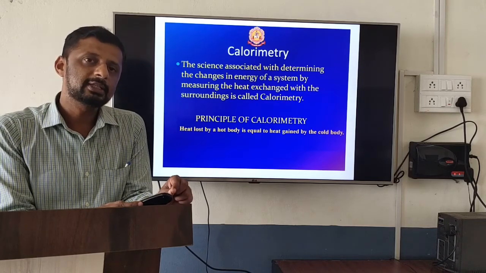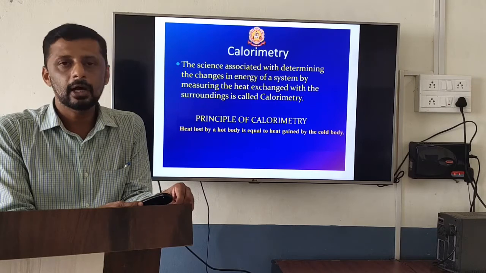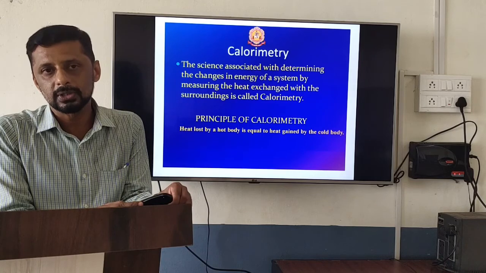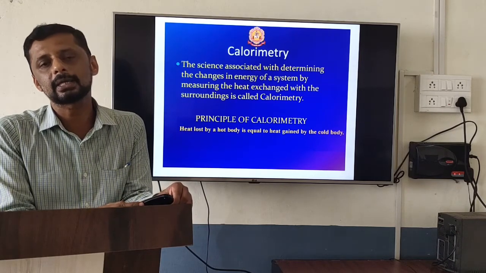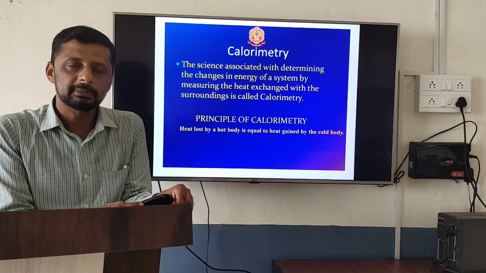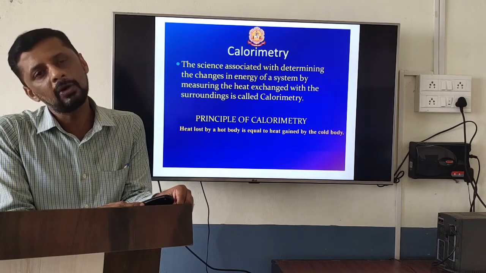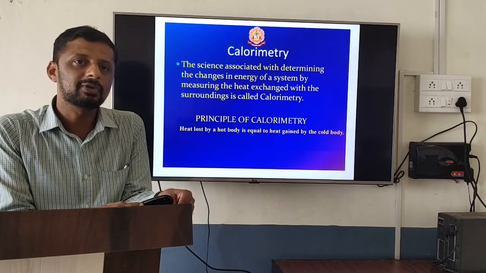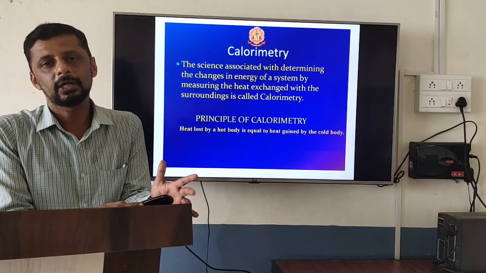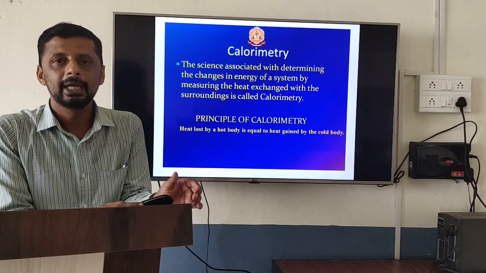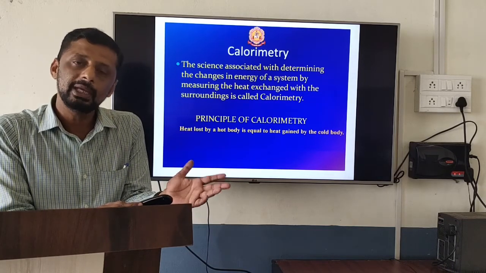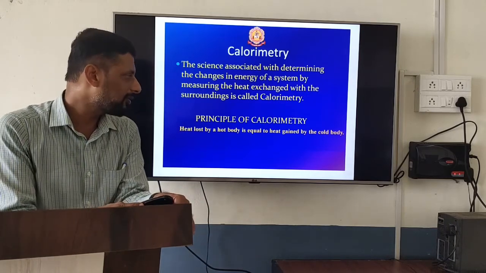So when two different substances having different temperatures are mixed together, there is a flow of heat from the hot substance to the cold substance till thermal equilibrium is reached. That is called what? Calorimetry. What about the principle of calorimetry? The heat lost by the hot substance is always equal to the heat gained by the cold substance. According to the law of conservation of energy, energy can neither be created nor destroyed, but it can be transferred from one body to another body, or from one form to another form. Here, whatever heat is lost by the hot substance, an equal amount of heat will be gained by the cold substance. That is the principle of calorimetry.